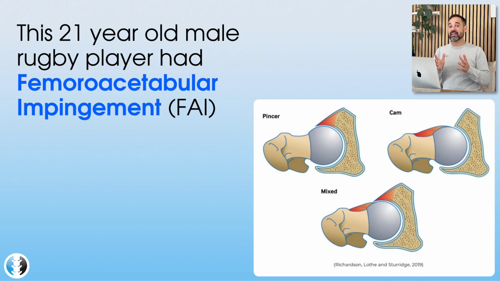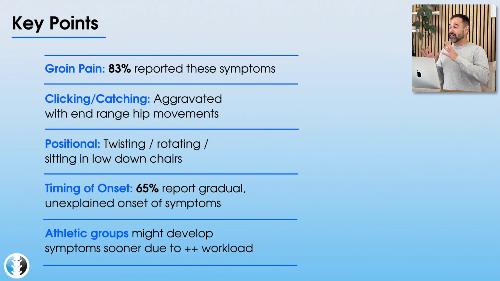So with that in mind, what are some of the key signs from the patient's subjective and objective assessments that gave us this diagnosis? So first, let's look at some of the subjective signs. First of all, groin pain. 83% of patients who have FAI report anterior groin pain as the area in which they have their symptoms, and this was certainly the case for the patient.